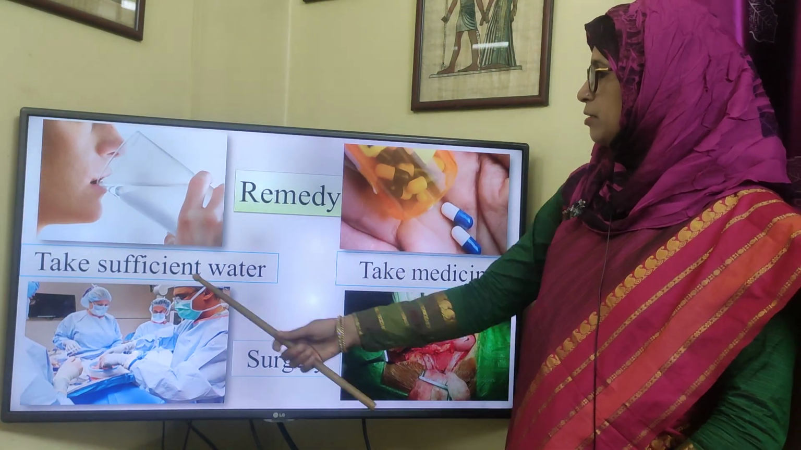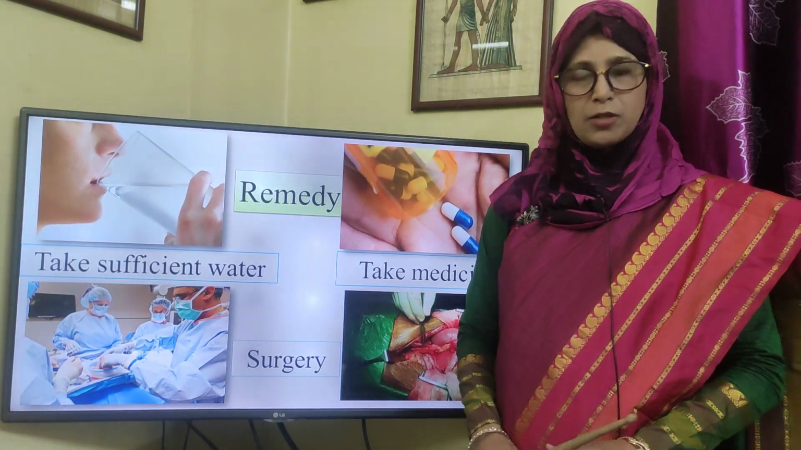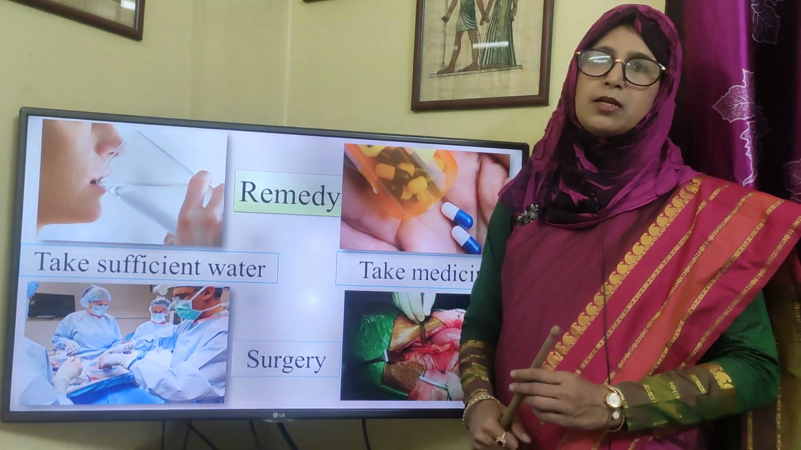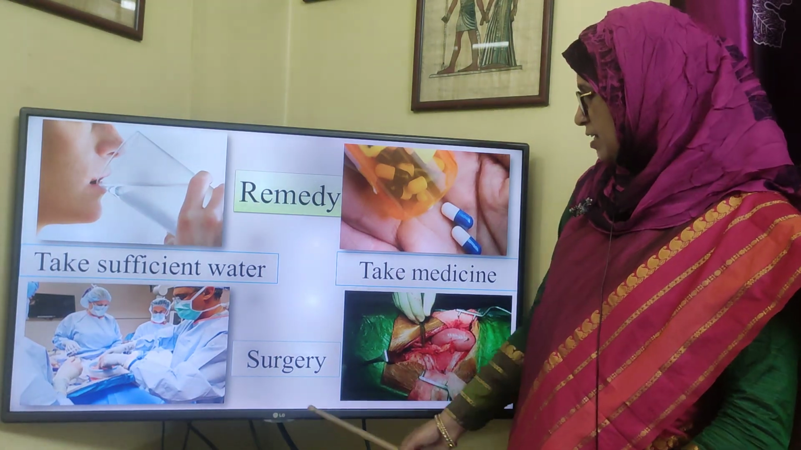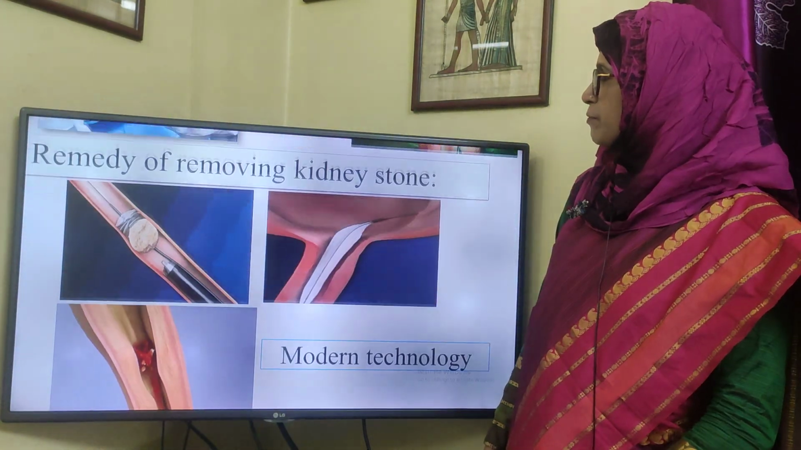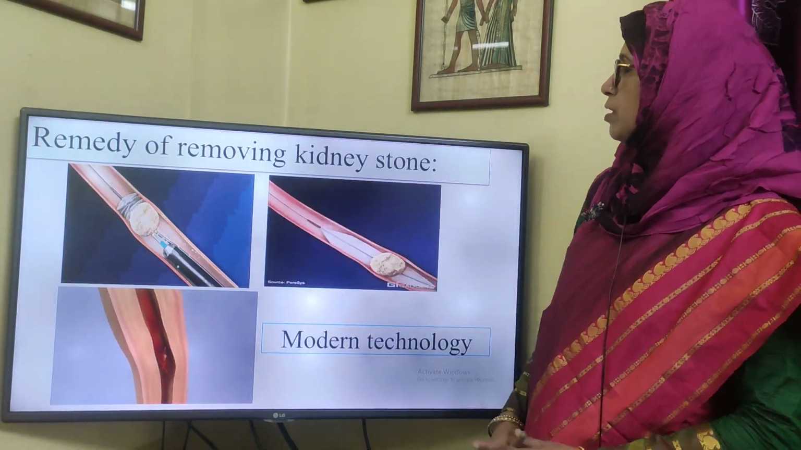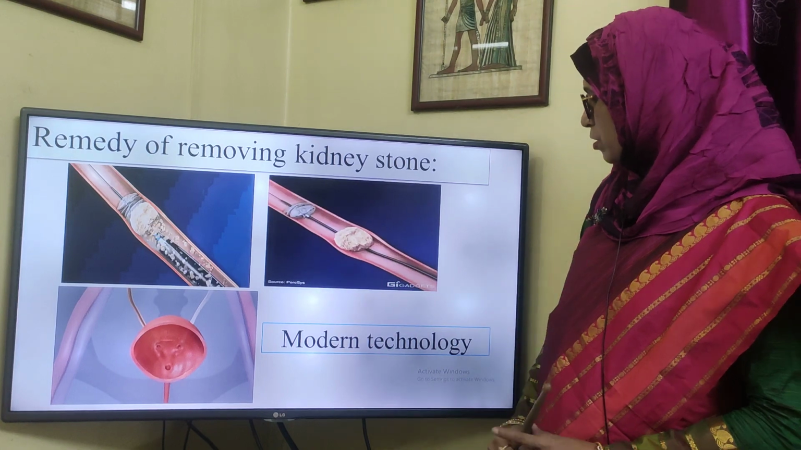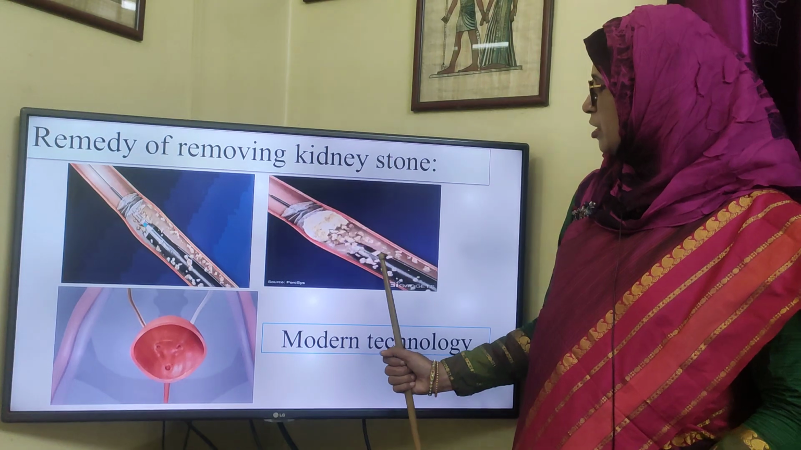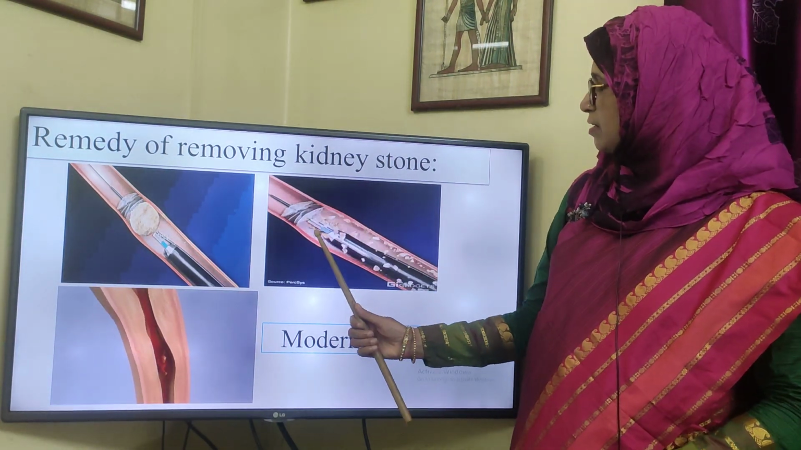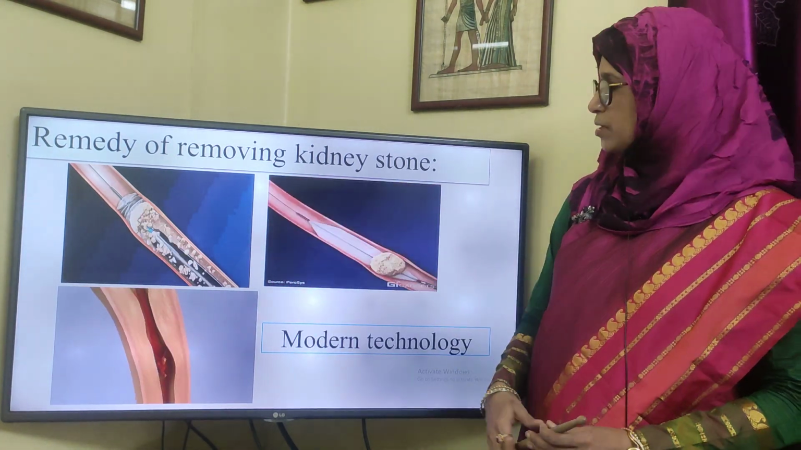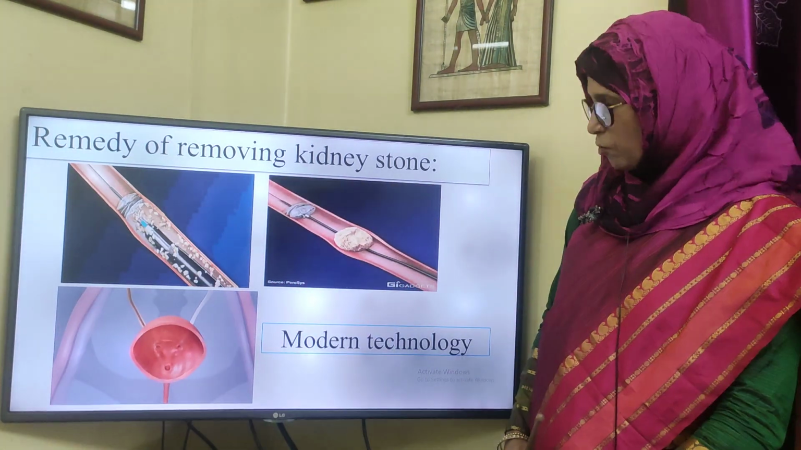For the remedy, first take sufficient water. Okay, taking medicine, of course we must take medicine according to our doctor's advice. Then surgery, if needed. So there are different types of remedies for removing kidney stones. Here this is the modern technology. Some machines or instruments enter inside the kidney and touch the stones, and then the stones are released from our body. So this is the modern system.